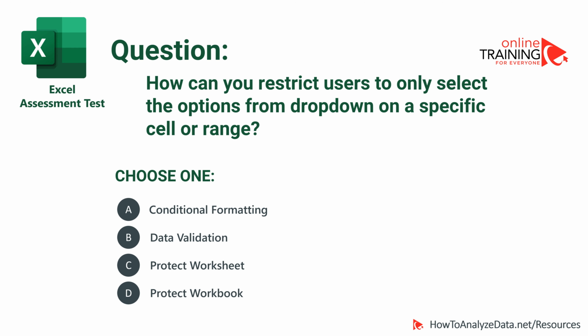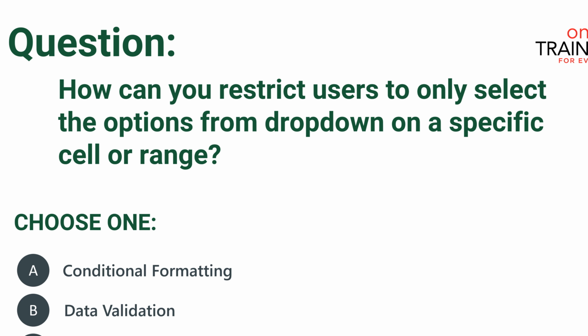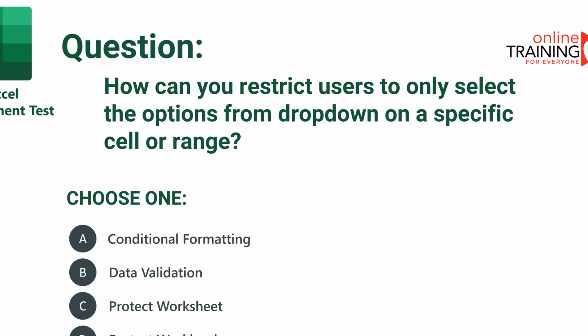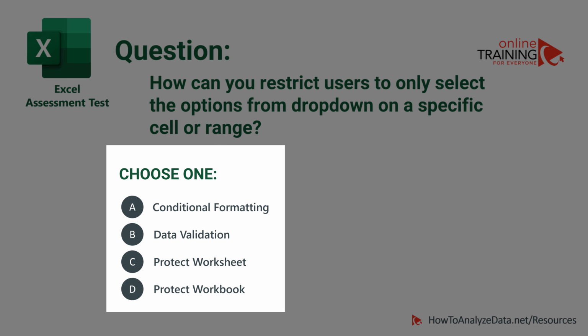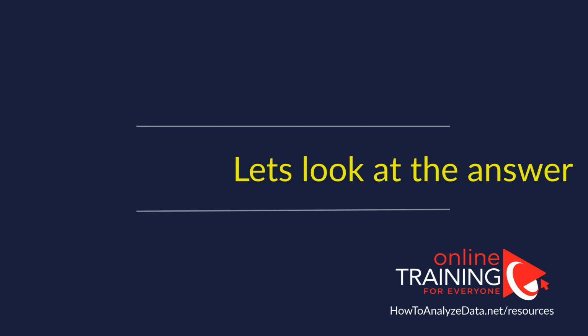Here's an Excel test question to help better understand your knowledge of user entries. How can you restrict users to only select the options from a drop-down on a specific cell or range? And then there are 4 choices: conditional formatting, data validation, protect worksheet, protect workbook. Which one do you think is the right one?